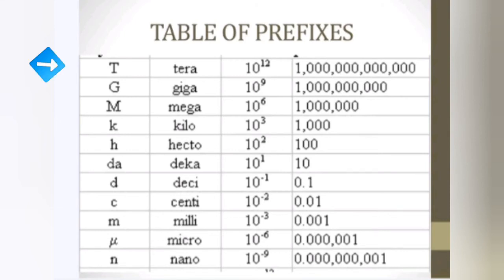Prefixes. Tera equals 10 raised to power 12. Giga equals 10 raised to power 9. Mega equals 10 raised to power 6. Kilo equals 10 raised to power 3. Hecto equals 10 raised to power 2. Deca equals 10 raised to power 1. Deci equals 10 raised to power -1. Centi equals 10 raised to power -2. Milli equals 10 raised to power -3. Micro equals 10 raised to power -6. Nano equals 10 raised to power -9.